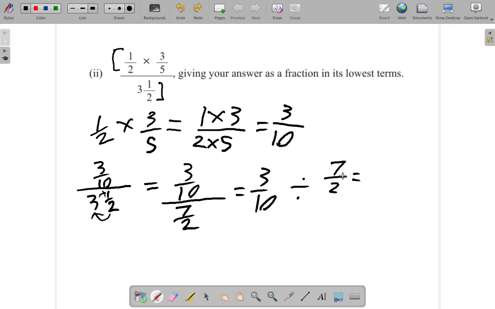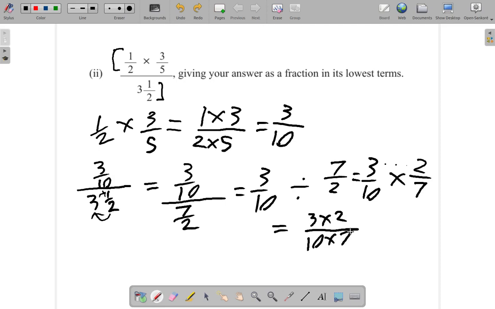So this becomes 3/10 multiplied by 2 over 7. Alright? When you divide by a fraction, it's the same as multiplying by the reciprocal of the fraction, and the reciprocal of 7 over 2 is 2 over 7. So here, up top you have 3 times 2 all over 10 times 7. So what you have is 6 over 70.